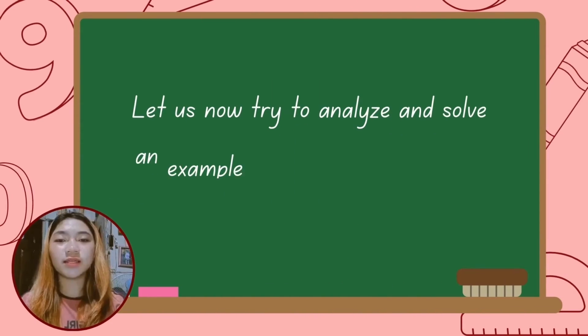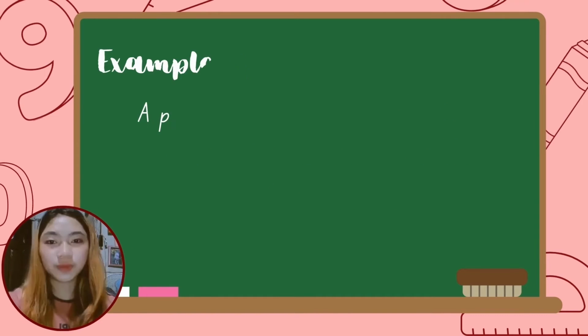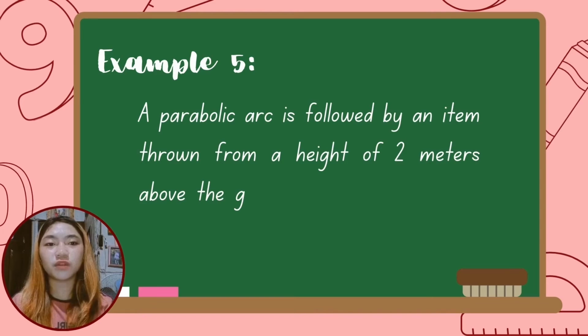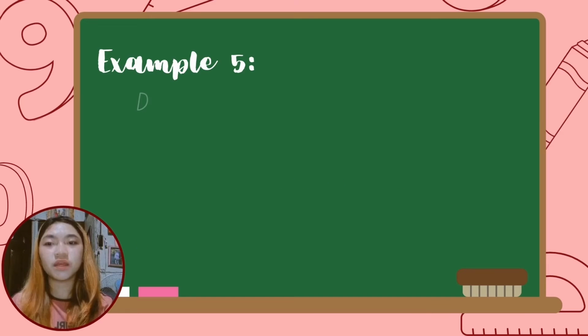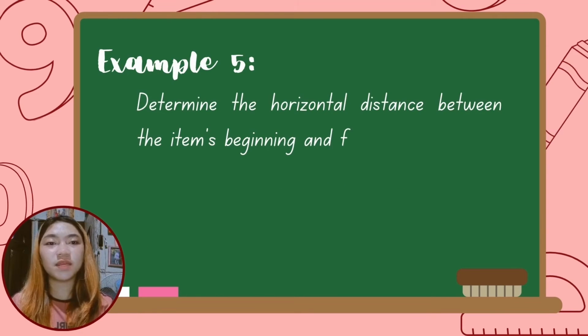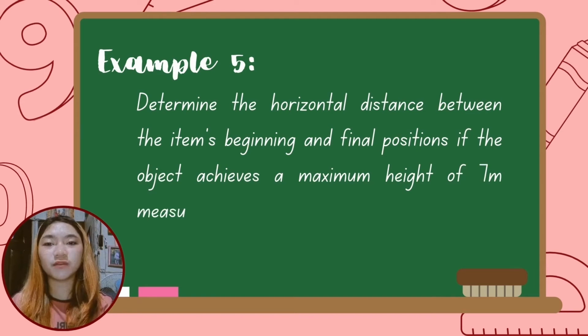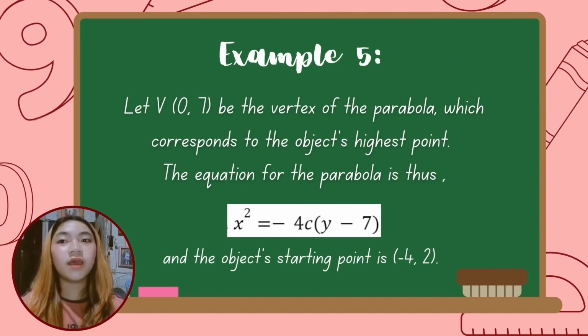Let us now try to analyze and solve an example of a situational problem involving parabolas. Example number 5. A parabolic arc is followed by an item thrown from a height of 2 meters above the ground until it reaches the ground. Determine the horizontal distance between the item's beginning and final position if the object achieves a maximum height of 7 meters measured from the ground after traveling a horizontal distance of 4 meters.